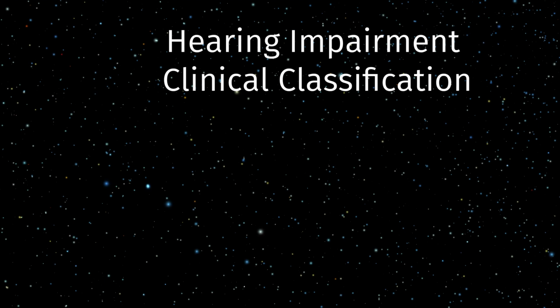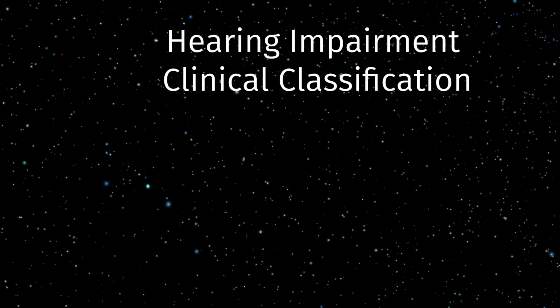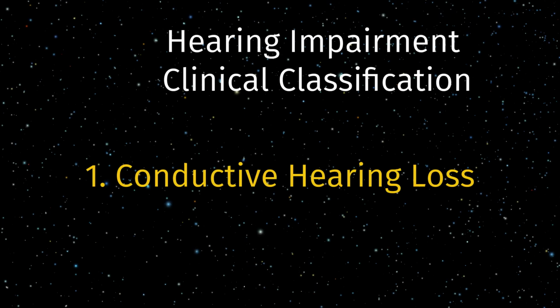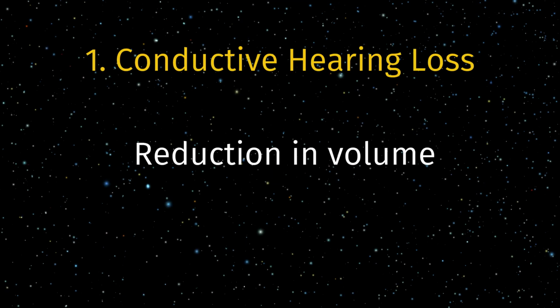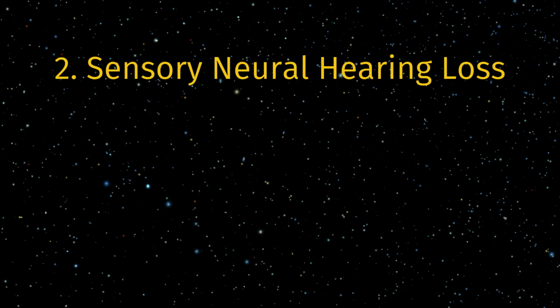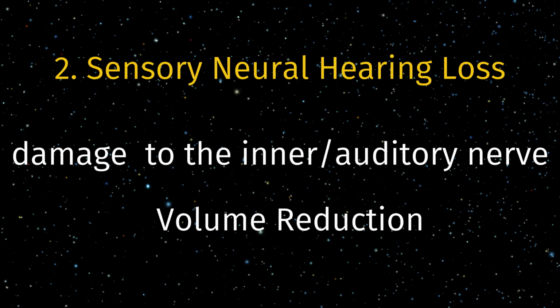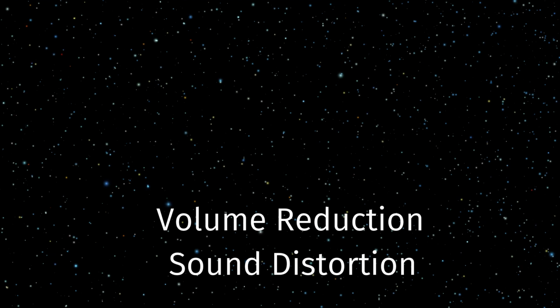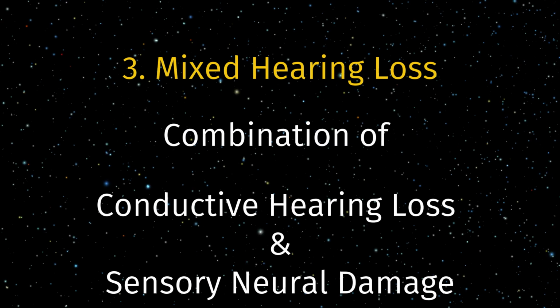Under this category, impairments are clinically classified into three types. 1. Conductive hearing loss. This is caused by blockages or damage in the outer or middle ear, which reduces sound volume but usually maintains clarity. 2. Sensory neural hearing loss. This results from damage to the inner ear or auditory nerve, which causes both volume reduction and sound distortion. 3. Mixed hearing loss. This is a combination of conductive and sensory neural damage.